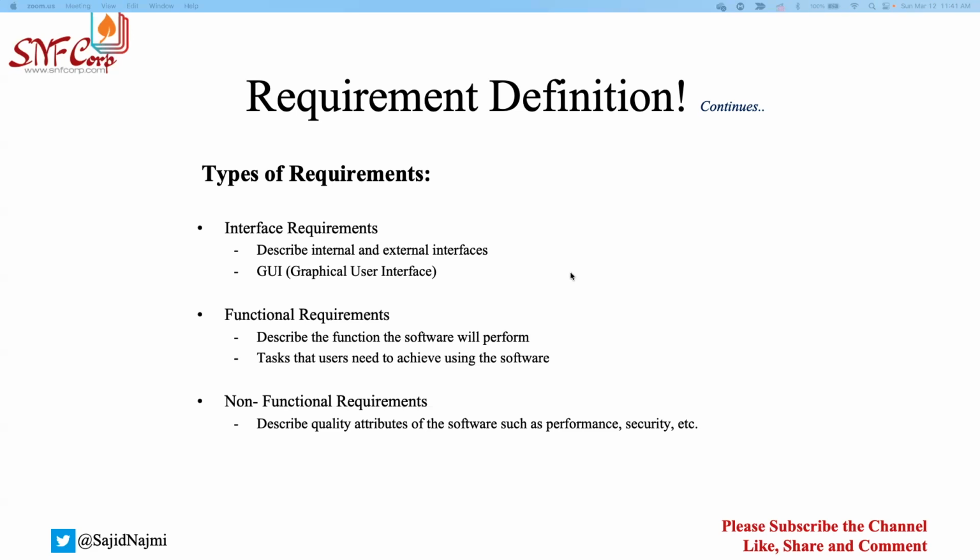Okay, sorry. So functional is nothing but it gives you the main function of that software or that activity, the main thing that software will perform. The tasks that user need to achieve using the software. For example, when I am pressing 5 on my cell phone, it should type 5. So this is a functional requirement. When I'm clicking on call button, it should connect me to the call. That is a functional requirement.